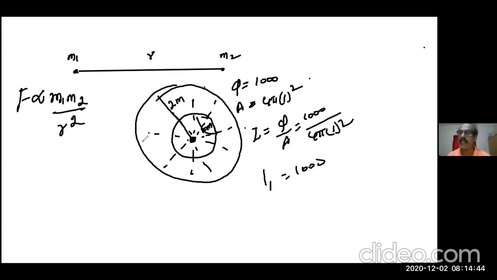But now the area has increased. Area becomes 4 pi 2 squared. That means per unit area, the number of photons passing will be reduced. Then the effective force will reduce. For example, this paper I'm keeping near a torch light. Here, a small area, more light is falling. If I keep it far, naturally the light is spreading. So now for the same area, the amount of light falling is less. So it becomes less bright.